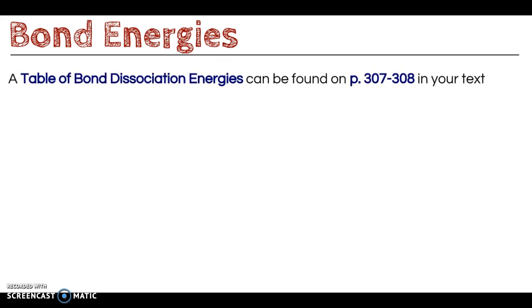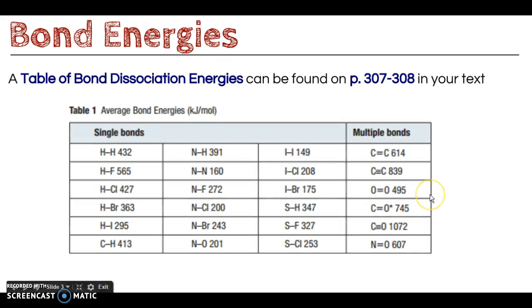Luckily other scientists have done the hard work for us in measuring these values, and they're found in a table on page 307, 308 in your textbook. So if you need to stop this video and find that page, then go right ahead. What you should see is something that looks a little bit like this. I've just taken a portion of it, although it is a little bit larger in your textbook. So you'll see, for example, that to break an H–H bond requires that we input 432 kilojoules per mole of H–H bonds.